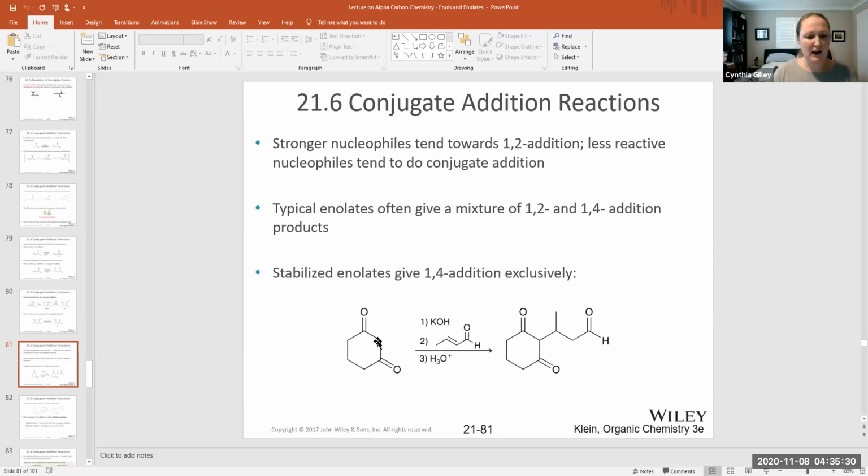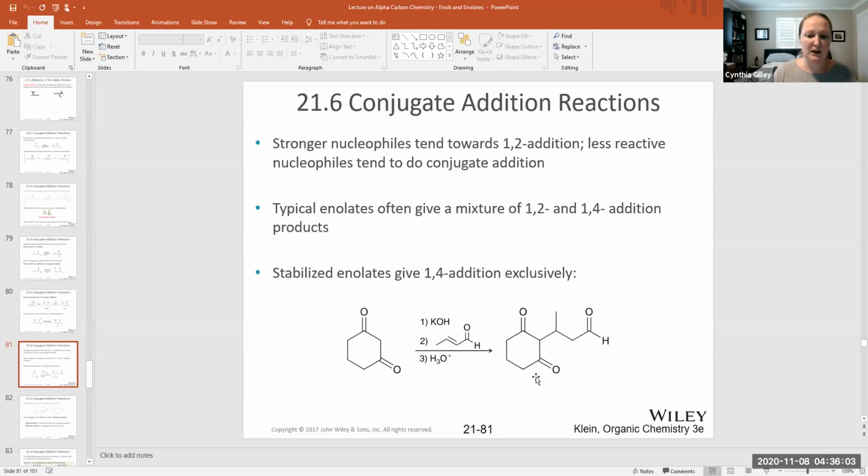However, if we do start out with a doubly stabilized enolate, which might be formed from this 1,3-diketone and potassium hydroxide, that is a weak enough nucleophile that it will prefer exclusive 1,4 addition or conjugate addition. And it will exclusively attack then the beta carbon, right, forming this new carbon-carbon bond you see here in this product. And that reaction is what's known as the Michael reaction.